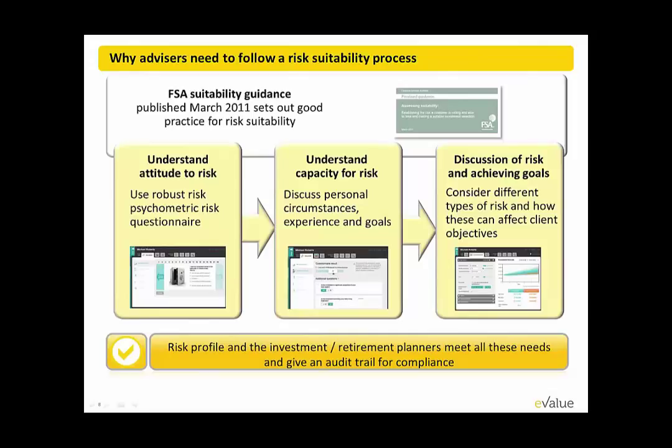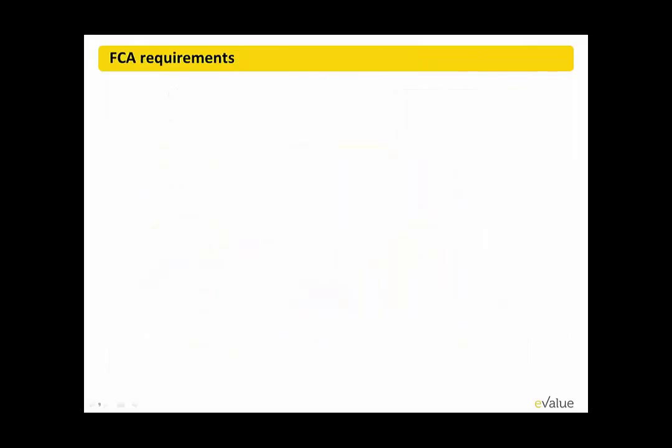As you're probably aware, there's the good old FSA, as it was then, suitability guidance in March 2011, which set out the good practice for risk suitability, which basically gave you 3 different areas. You've got the attitude to risk, the capacity for risk, and then a discussion about achieving your goals. That started out in 2011, and there has been a fair bit of conversation from the FCA since, at various articles and conferences and news articles.